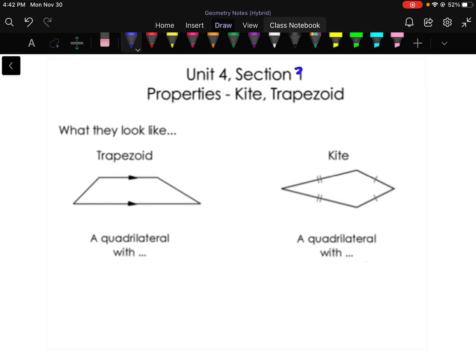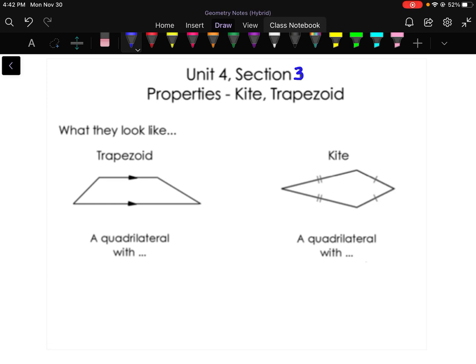All right, Unit 4, Section 3. So we talked about parallelograms in the first section. We talked about rhombuses, squares, and rectangles in Section 2. Now we're going to add two more quadrilaterals.